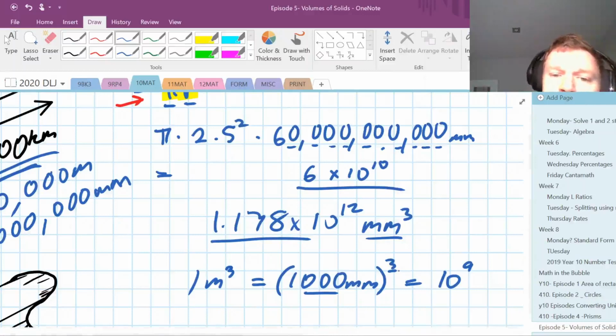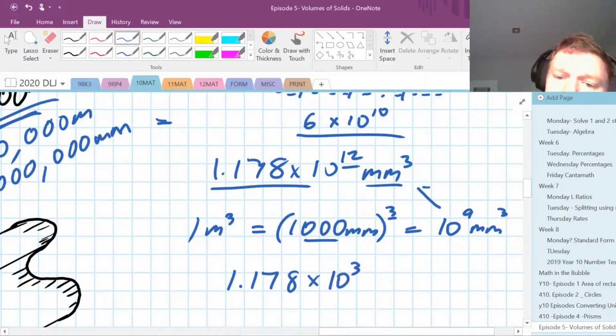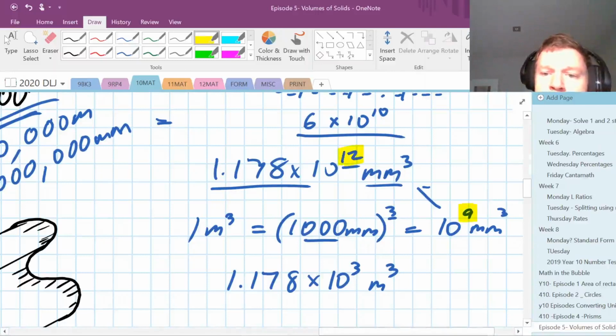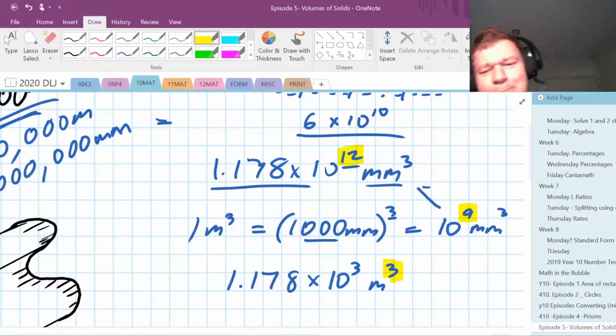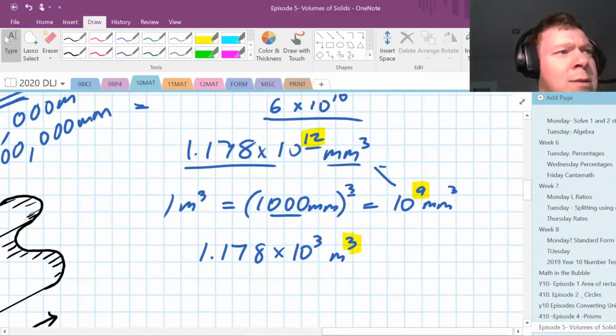So if we wanted to change that into meters cubed, then we're simply just going to take 9 zeros off our answer. So 1.178 times 10 to the 3 meters cubed. So 12 minus 9 is 3. Sorry, I don't actually think that was a very clear way of showing that, but you live, you learn. I'll think about a better way of doing that tomorrow.